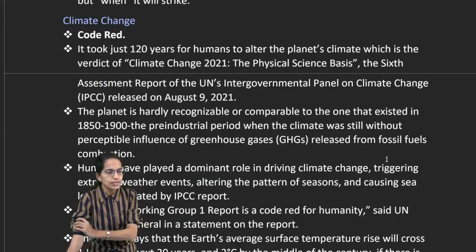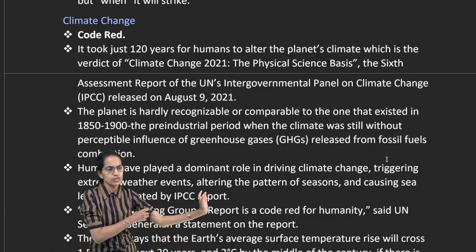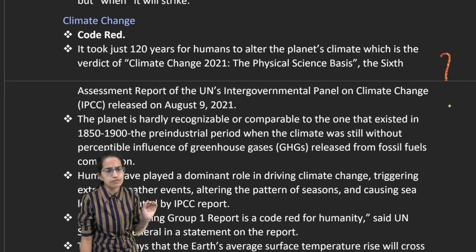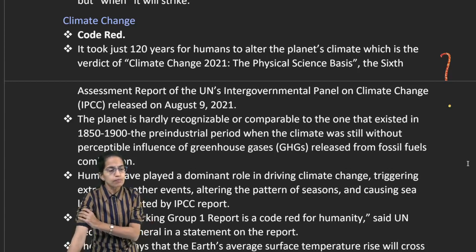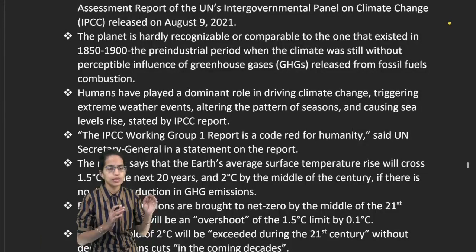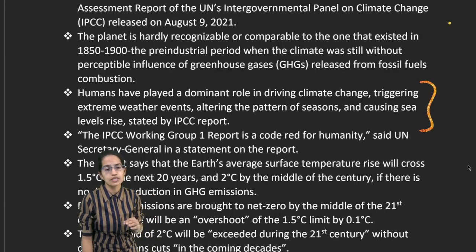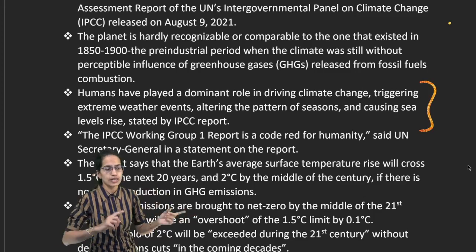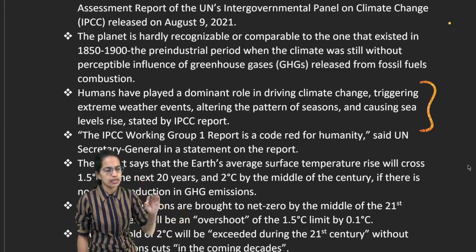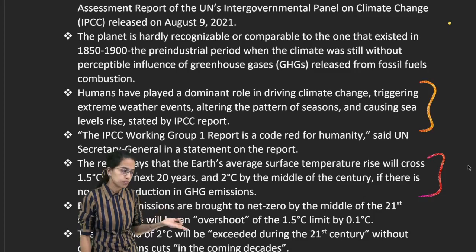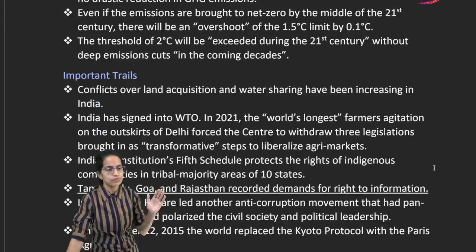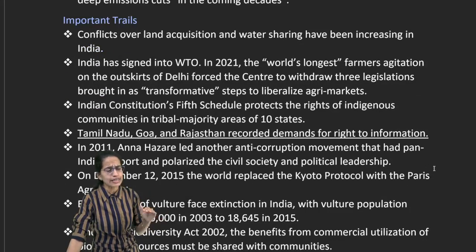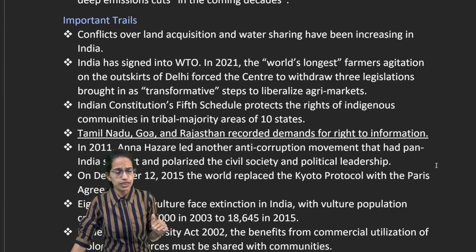The next is climate change. Now, climate change, the physical basis for science, is the verdict which has been passed under the sixth assessment report of the UN IPCC, and this talks about humans playing an important role in triggering weather events, mainly the changing patterns, the rising sea levels, climate change, and therefore the rising temperature, which is to be maintained at 1.5 degrees Celsius, rising up to 2 degrees Celsius by the middle of the century. Again, there have been conflicts over land acquisition and water harvesting, water sharing.